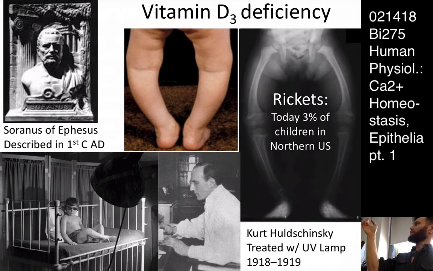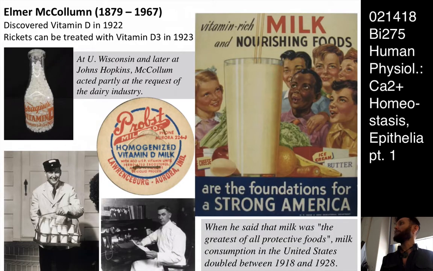Oh, so I have the statistic, 3% of children in northern U.S., but the other statistic I had was 14% are somehow vitamin D deficient subclinically, and then 3% actually present clinical rickets in this country. So it's quite a bit. That's like 1 in 30, 1 in 35 kids. That's a lot. All right.